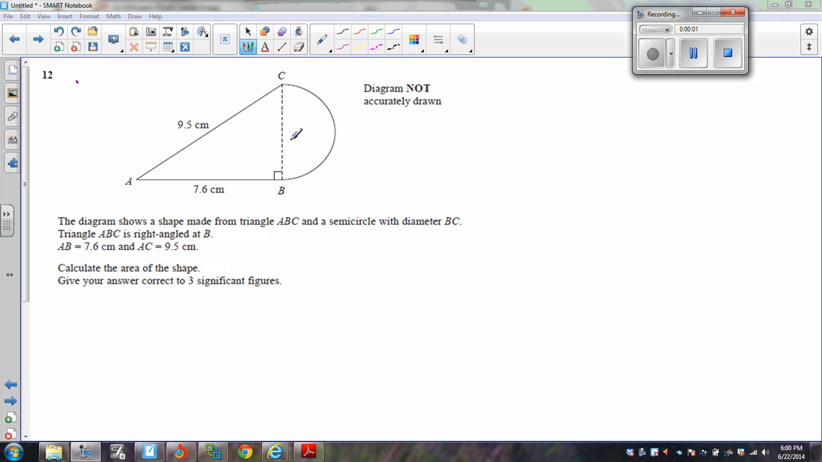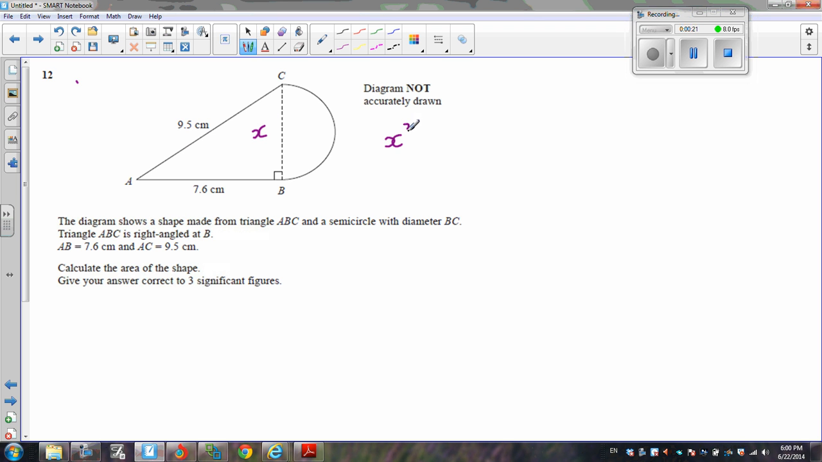Here we have a question where you're asked to find the area of this shape, and the shape is made up of this triangle and this semicircle. Now, to work out the area of the triangle, we know the base is 7.6. This, though, is the height. So we need to work out the height here, and we're going to use this triangle, and we're going to use Pythagoras' theorem. Let's call the height x.